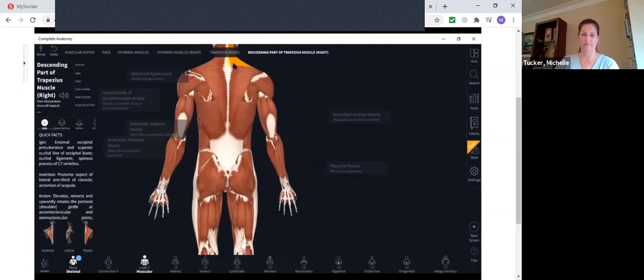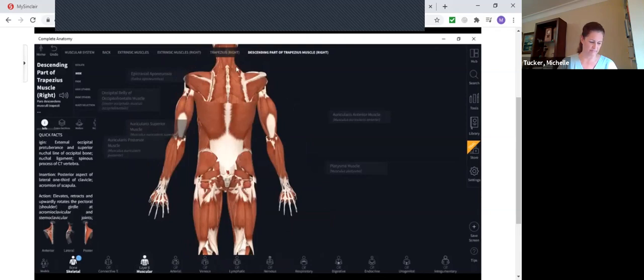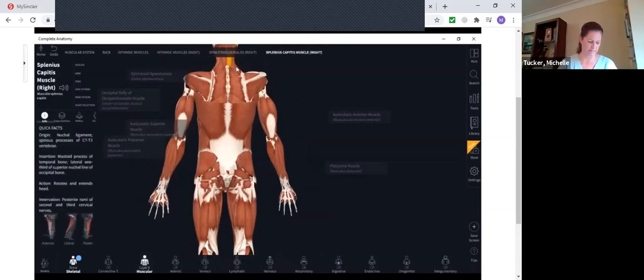The upper section of trapezius and splenius capitis. Both splenius capitis and trapezius will extend the head at the neck.